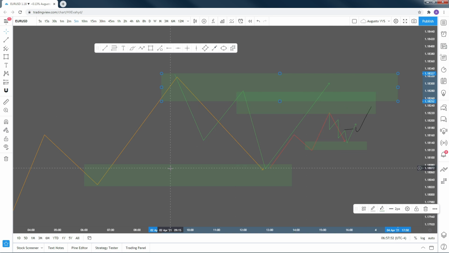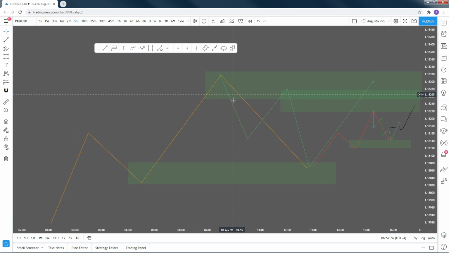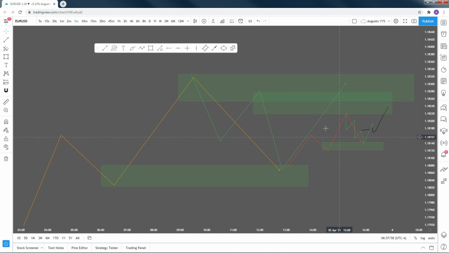I personally like to do a top-down analysis, looking for higher time frame levels and marking them all relative to where price is now. If price on the monthly chart is inside of this range from this high to this low, then I will probably mark every level that I see inside of this range, relative to where price is now and where price is coming from.